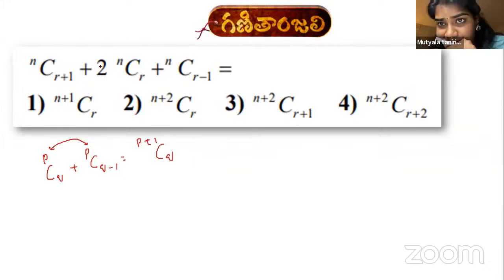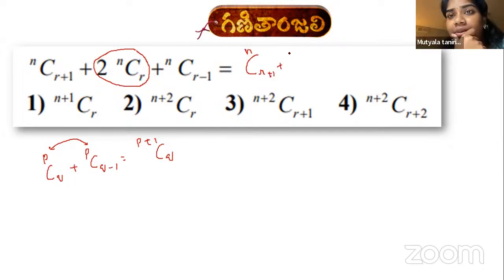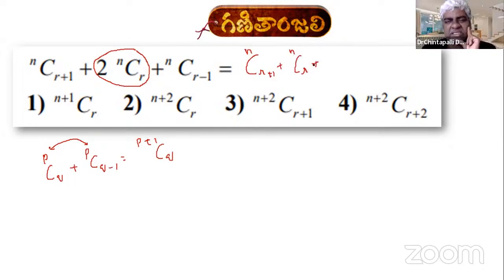Yes, sir. So how to answer this question? nCr + 2 times nC(r+1) + nC(r-1). How much? The trick is to write this as nCr + nCr, that is, nC(r+1) + nCr plus nCr + nC(r-1). Now you can use the formula for these two numbers and also for these two numbers.